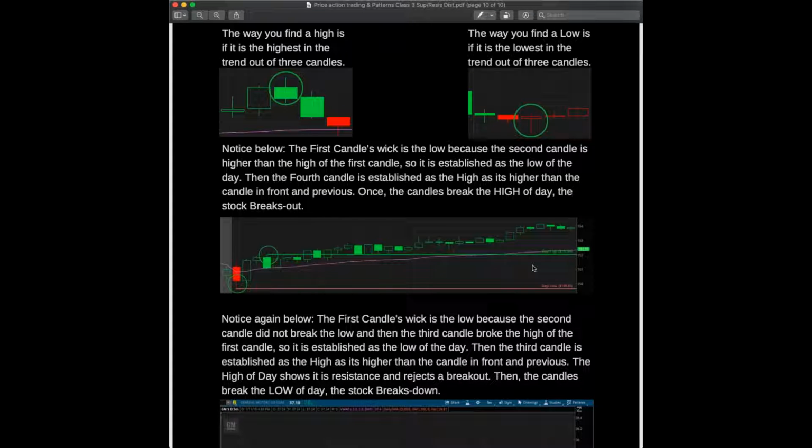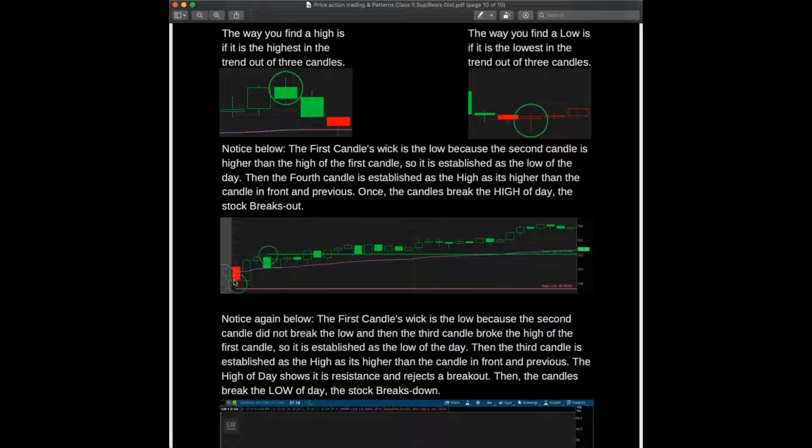Okay, so notice the first candle's wick is the low, because the second candle made a higher low and a higher high. Now, the third candle made another higher high. And now the fourth candle made another higher high. Then the fifth candle made a lower high. So the fourth candle is our high. The first candle is our low. Fourth candle is our high.